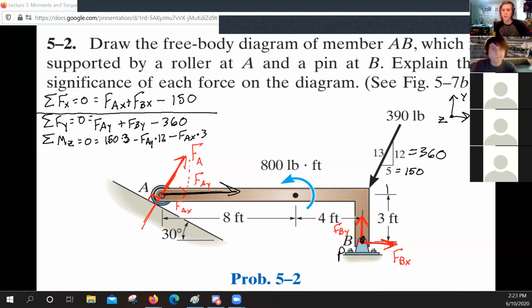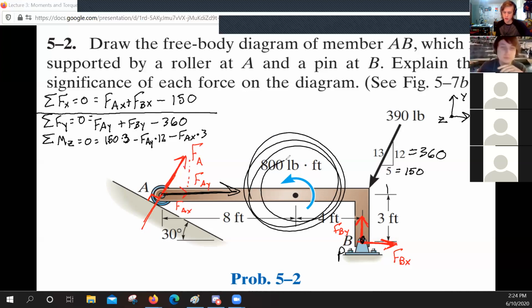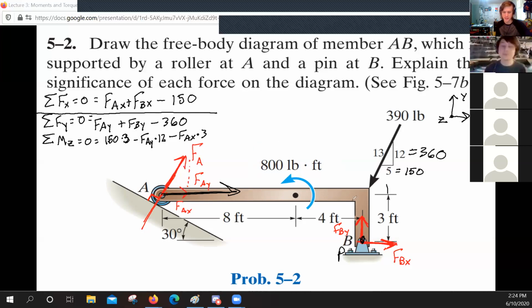Okay, perfect. So we've got our forces here. There is a moment here. That was a lot of circles.